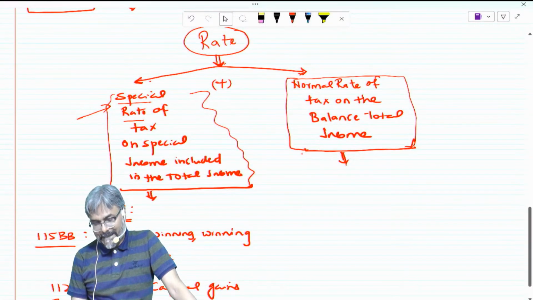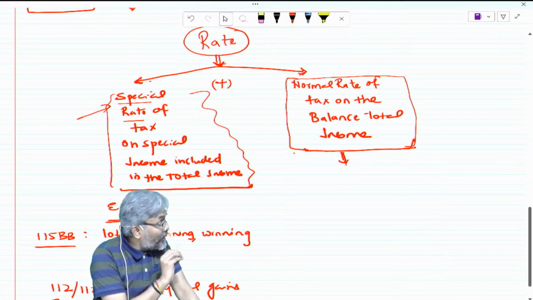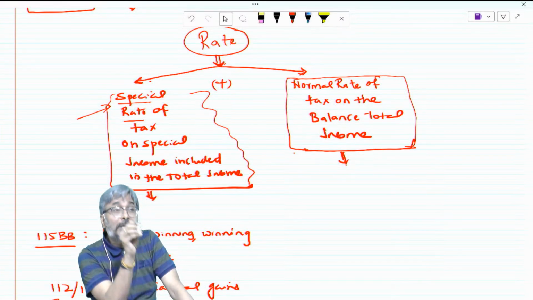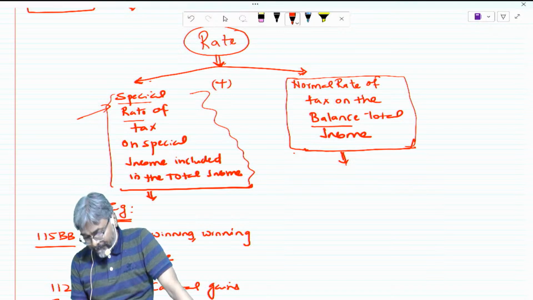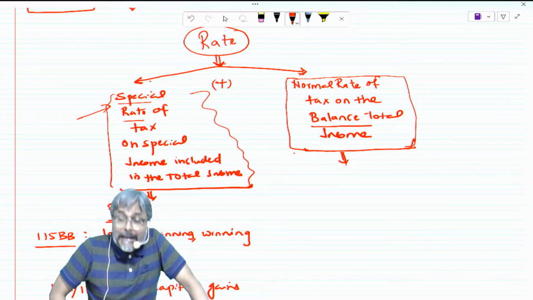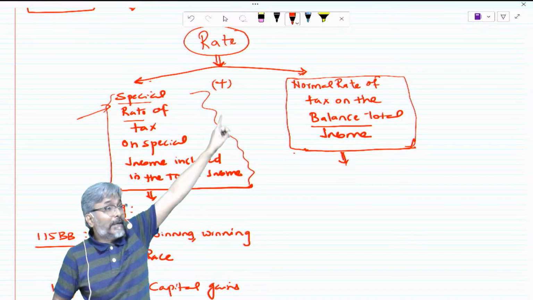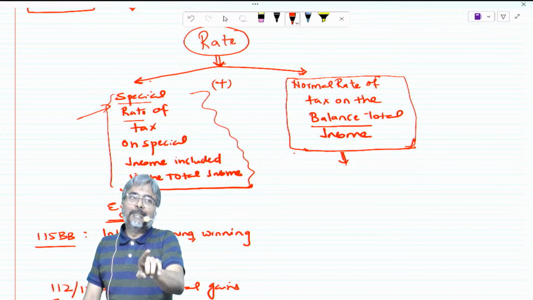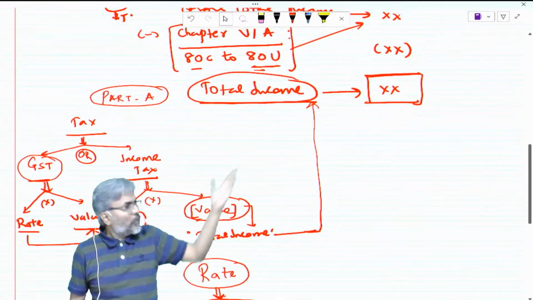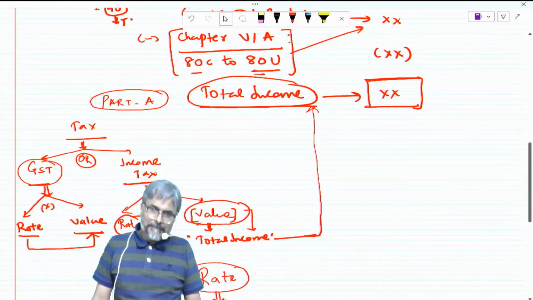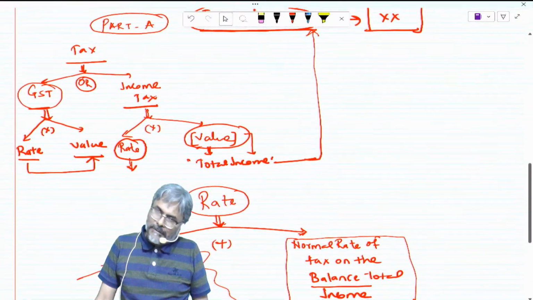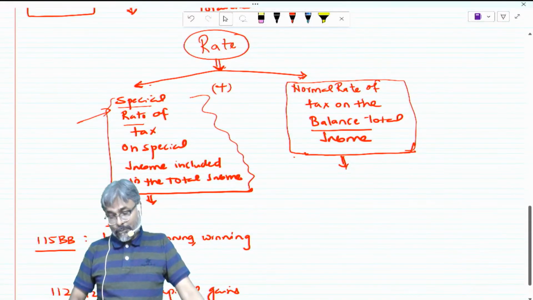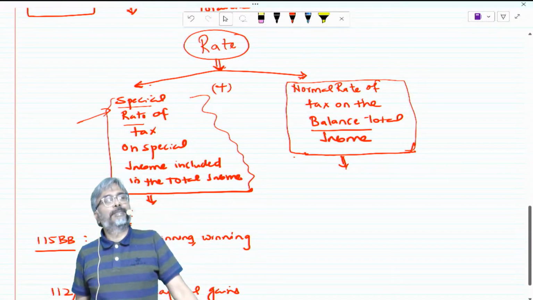Now we come to our next game. And what is the next game? The normal rate of tax on the balanced total income. Now define what is balanced total income. Balanced total income is total income minus special income. Now the balanced total income, you have got it, isn't it? Now on that balanced total income, be careful.